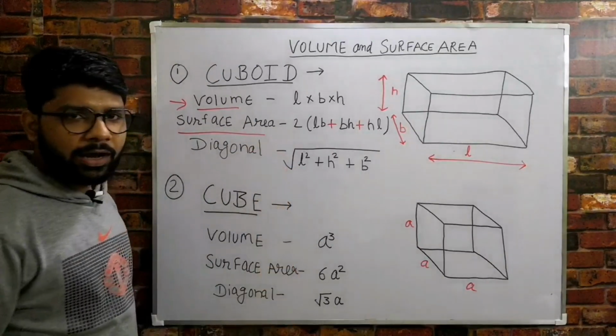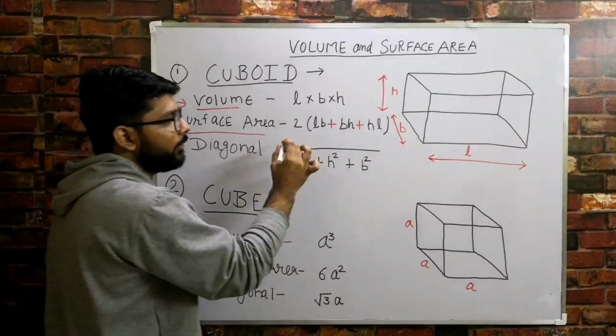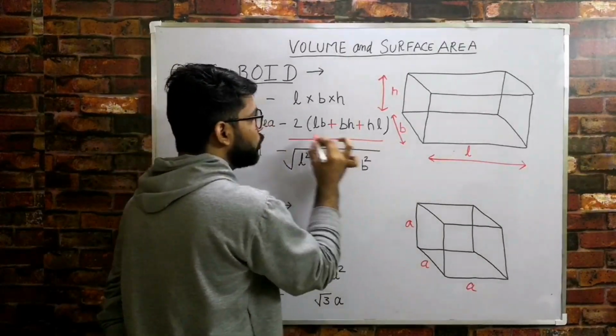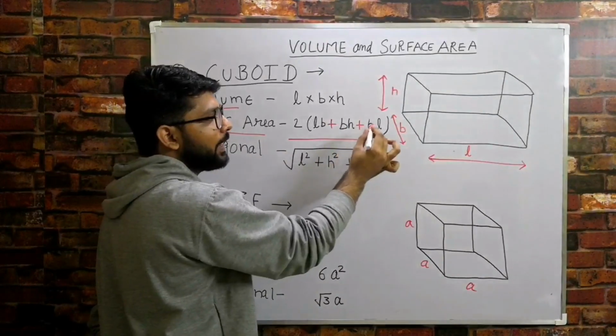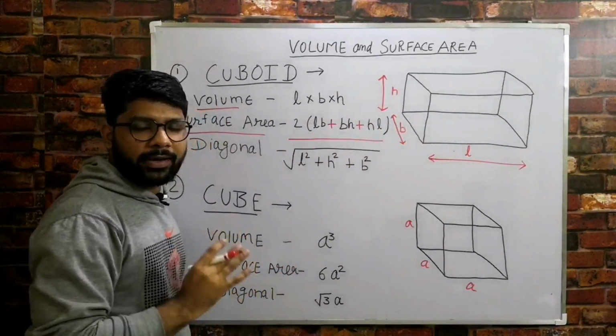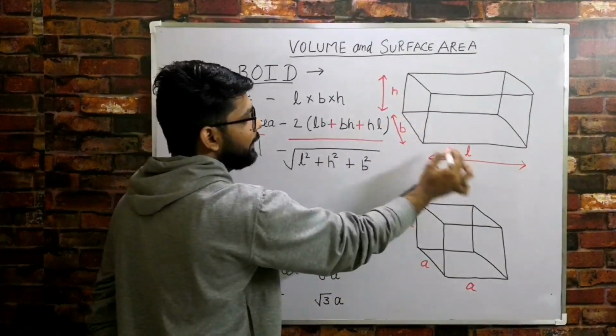Surface area or area, how we can calculate the area of a given cuboid. So the area of a given cuboid can be represented by 2 bracket length into breadth plus breadth into height plus height into length. Yani aapko teenon ko ek ek bar multiply karna hai. Length into breadth, breadth into height, length into height.